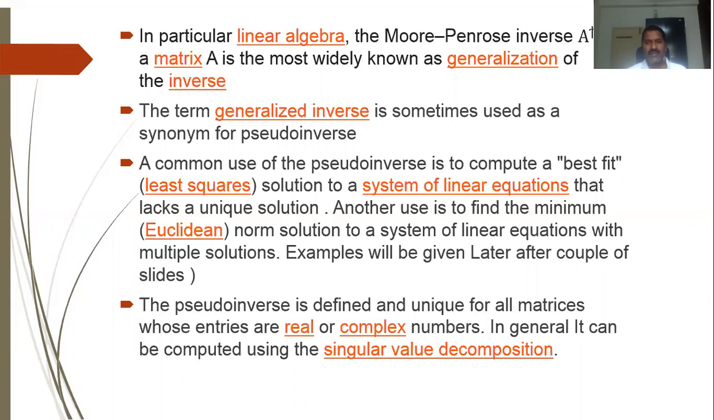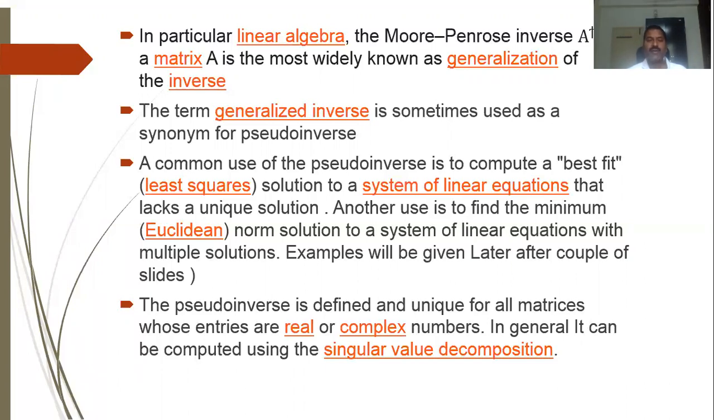Where is it used? Inverse is basically used to solve a system of linear equations, as we have seen in earlier classes. Here also, the pseudo inverse is used to solve a system of linear equations in a best fit sense. A system may not have a unique solution, meaning it has either no solution or infinitely many solutions. If it has no solution, what is the approximate best solution? If it has many solutions, which one has the minimum norm? All these examples we'll see later on in a couple of slides. And how do you find a pseudo inverse? The general method is by singular value decomposition.